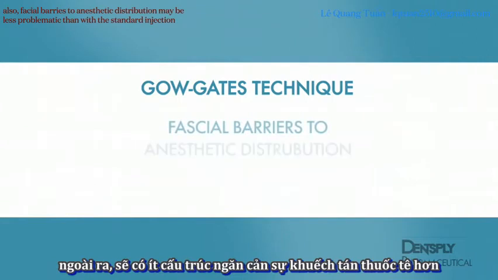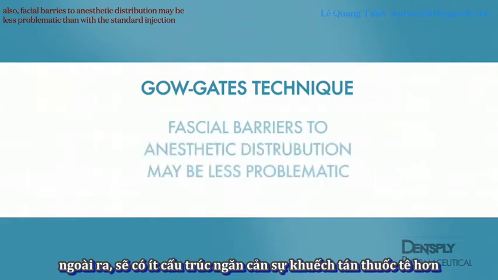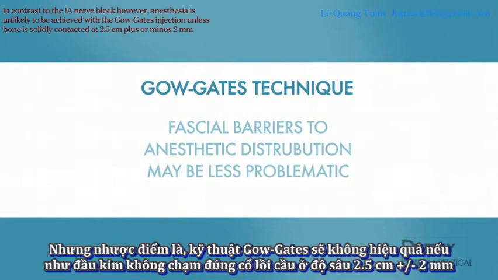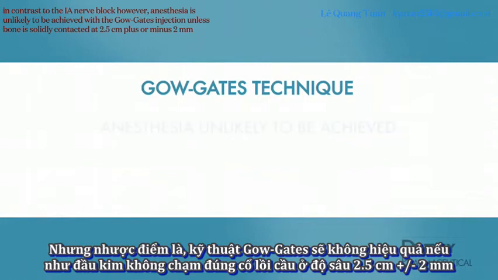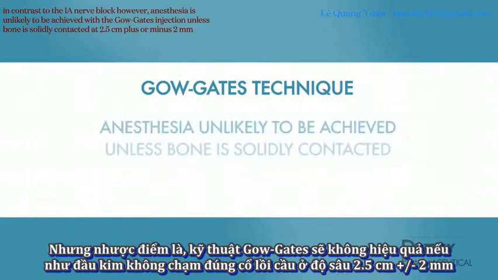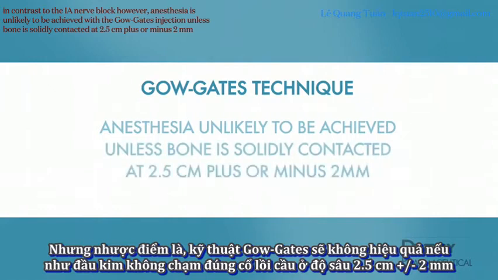Also, fascial barriers to anesthetic distribution may be less problematic than with the standard injection. In contrast to the inferior alveolar nerve block, however, anesthesia is unlikely to be achieved with the Gow-Gates injection unless bone is solidly contacted at 2.5 centimeters, plus or minus 2 millimeters.